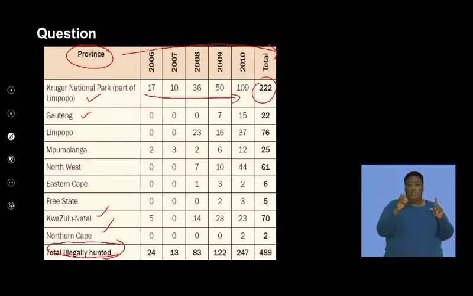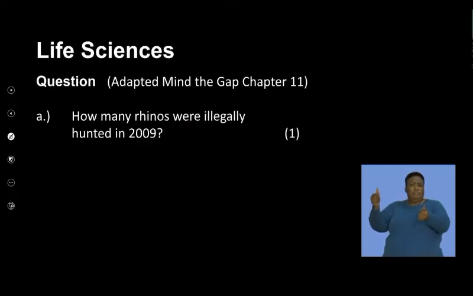And we're seeing that there's been a steady increase in these numbers, and it's alarming to consider that we are possibly facing a threat to many of our indigenous animals because of poaching. So let's look at the first question. This question has been adapted from Mind the Gap chapter 11. I think it's a very crucial question in terms of understanding the application of poaching.